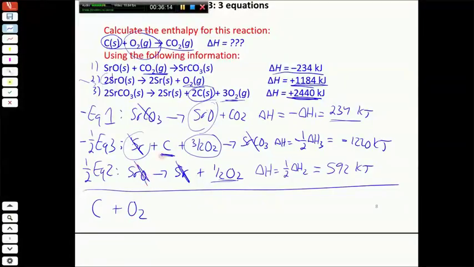And then strontium oxide, which is a reactant in this last equation, cancels out up there. And then on the product side, all that's left is this 1/2 O2 that already canceled out with the 3/2. We got rid of the coefficient. And then we have just CO2.